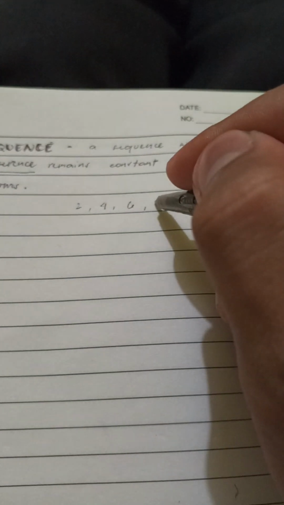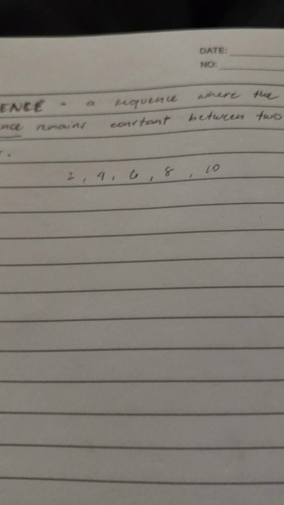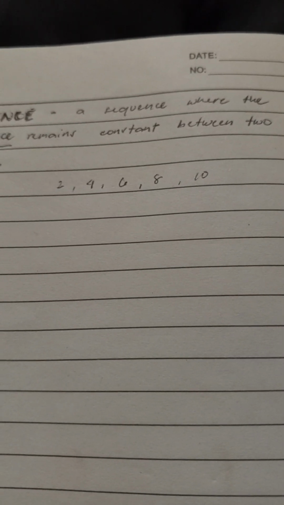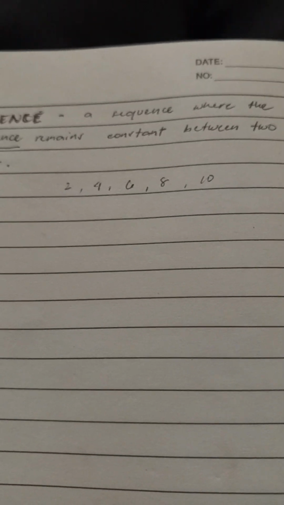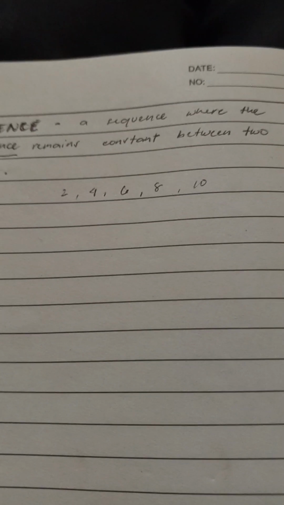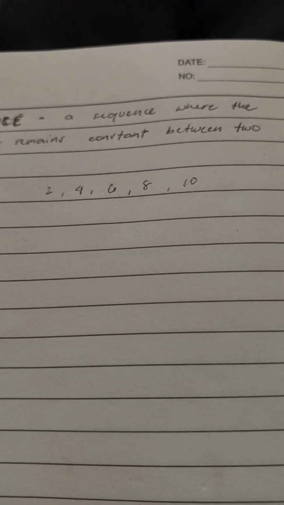Let's say, for example, a sequence of numbers 2, 4, 6, 8, and 10. So this is an example of an arithmetic sequence. How do we determine if it is an arithmetic sequence? We first identify its common difference. To get the common difference, we simply subtract the preceding term from the succeeding term.